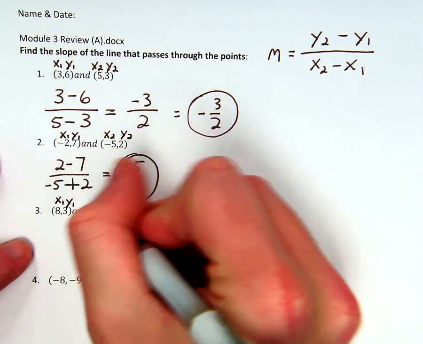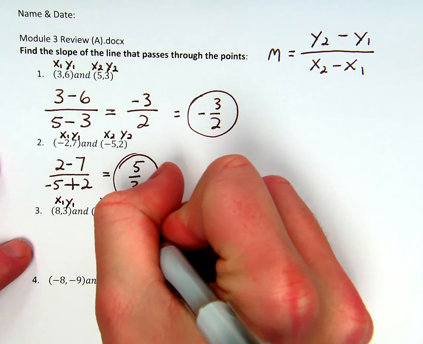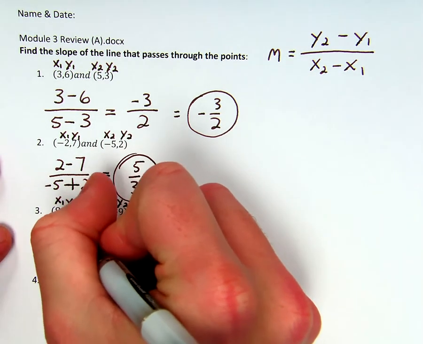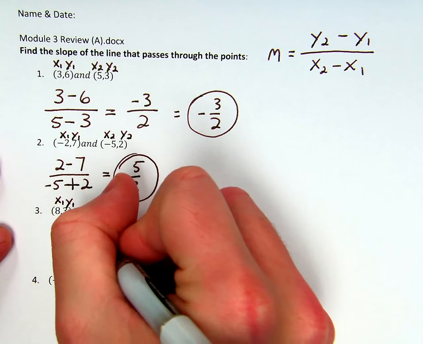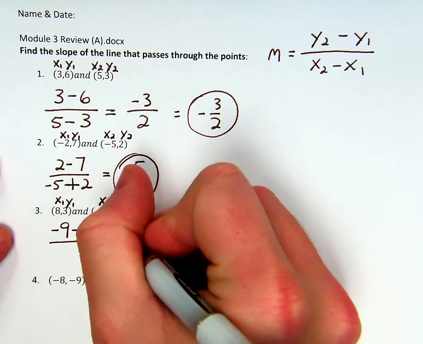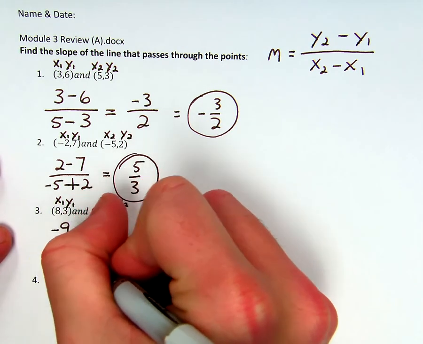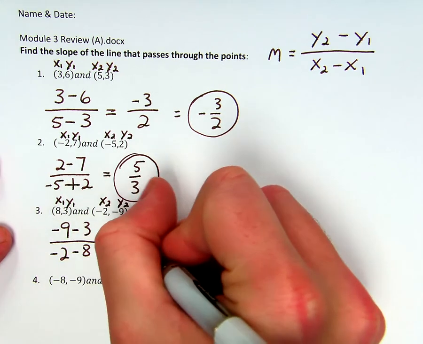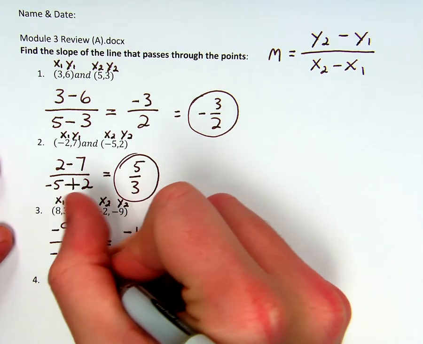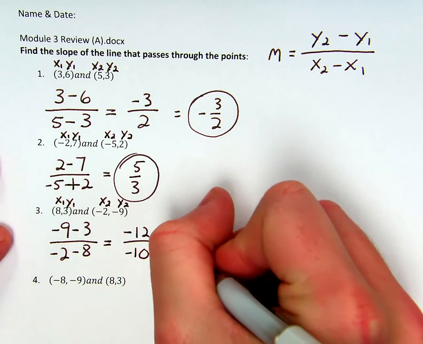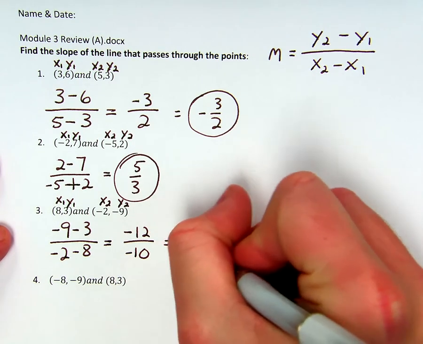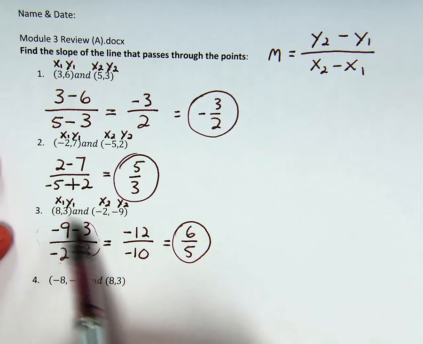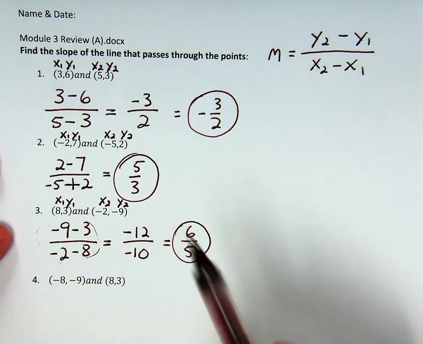Number 3, we'll label x1, y1, x2, y2, and follow the same pattern. This time y2 is negative 9, so I'm going to start with negative 9 minus y1, which is 3. And I'm going to put that on top of x2, which is negative 2, minus x1, which is 8. Negative 9 minus 3 is negative 12. Negative 2 minus 8 is negative 10. This would simplify to 6 over 5, which is the same thing that you would have gotten had you entered all of this in the calculator and hit enter.